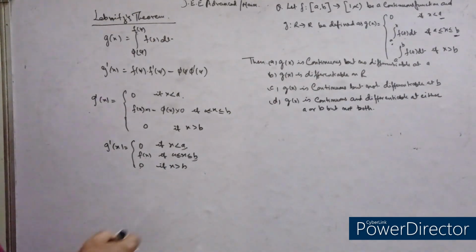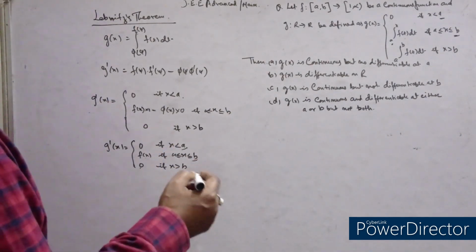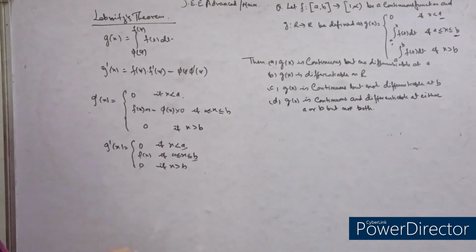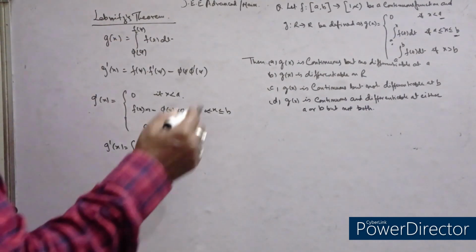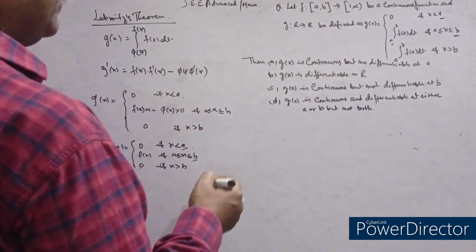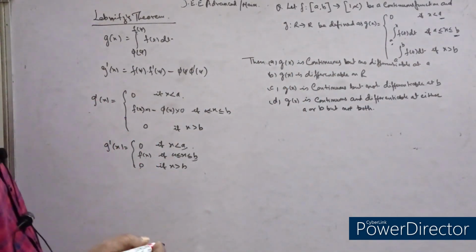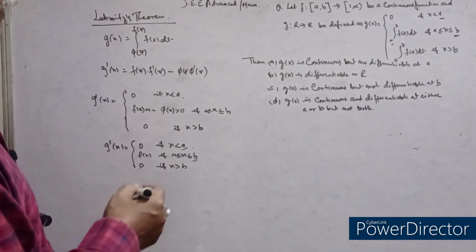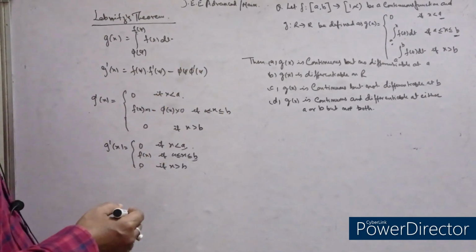So it is not differentiable at a and b. From this it is clear, because these are the testing points, and this is the Leibniz theorem which we have to apply to find g dash x, which is not included in your class 12 course, but you have to learn this so that you can solve such type of questions.